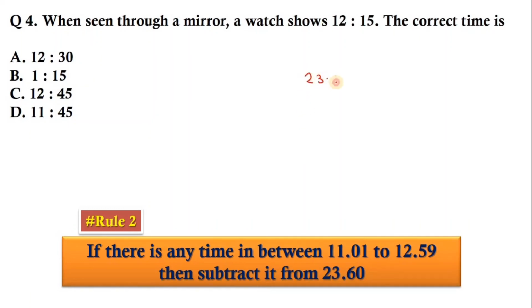So this is our 23:60. From this time we have to subtract 12:15. So here we are getting 5, then 4, then 3 minus 2 is 1, and 2 minus 1 is 1. So 11:45 is the correct time. The reflected time was 12:15, and the actual time we are getting is 11:45. So option D is correct.